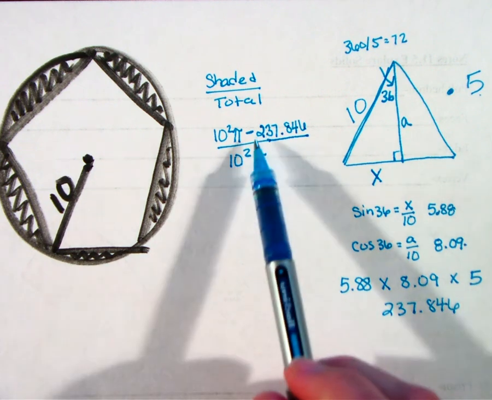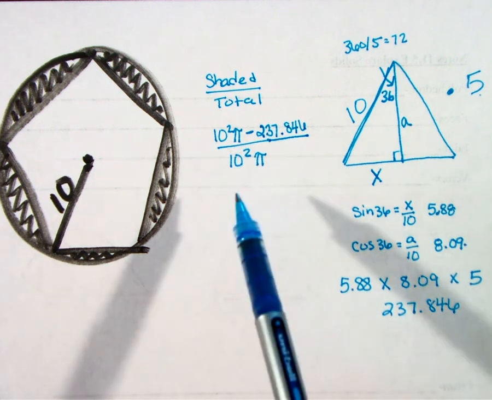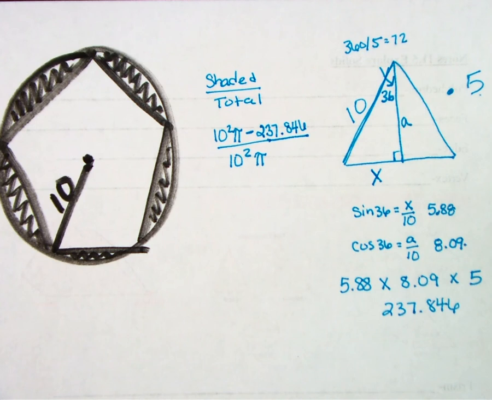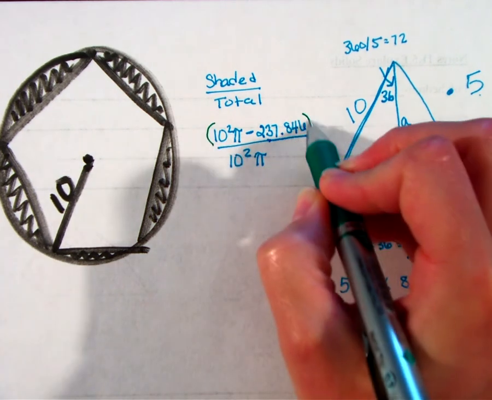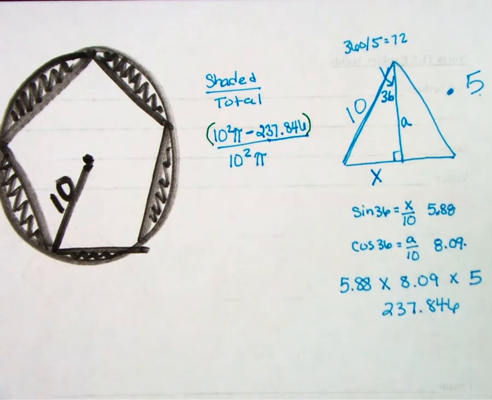Okay, now I type the top into my calculator, get a decimal, type the bottom into my calculator, get a decimal, and then divide the two. Now, if you wanted to, you could type this all into your calculator in one step, as long as you put parentheses around the top. You actually can do that, but you need to put parentheses around whatever you have on the top.